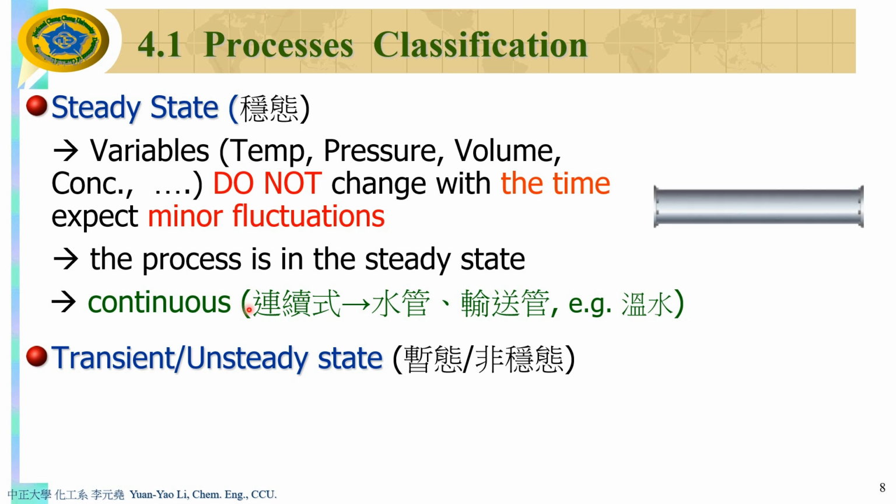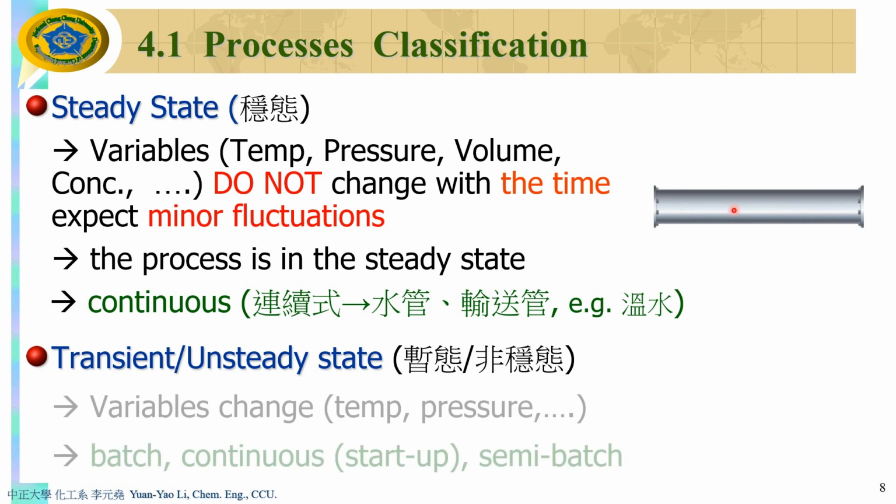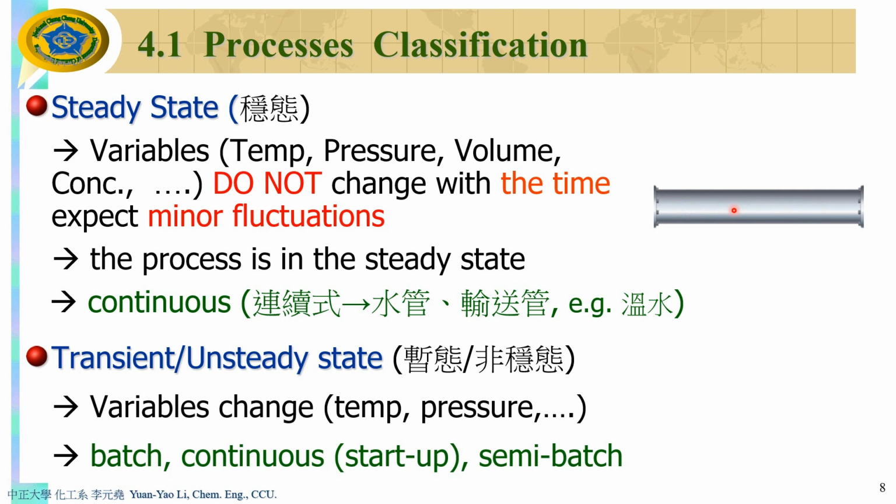Because if you look at this point, this point, this point, the temperature is different. But at any one point, the temperature and pressure don't change over time. Although this point and that point might have different temperature and pressure, or the composition might be different. Okay, so this is what we call steady state. How about transient, or unsteady state?